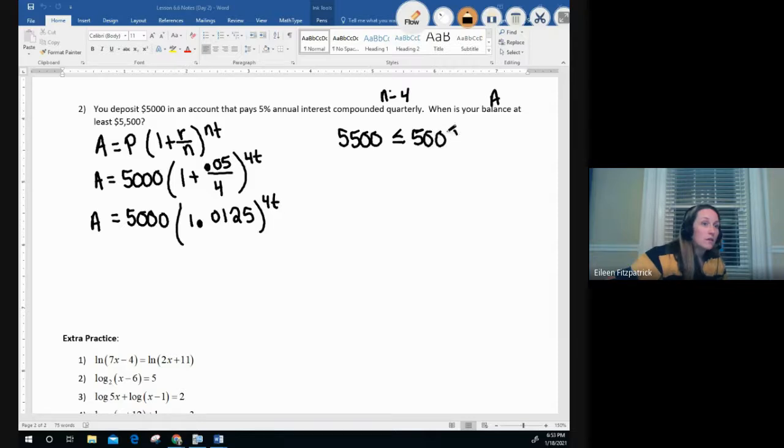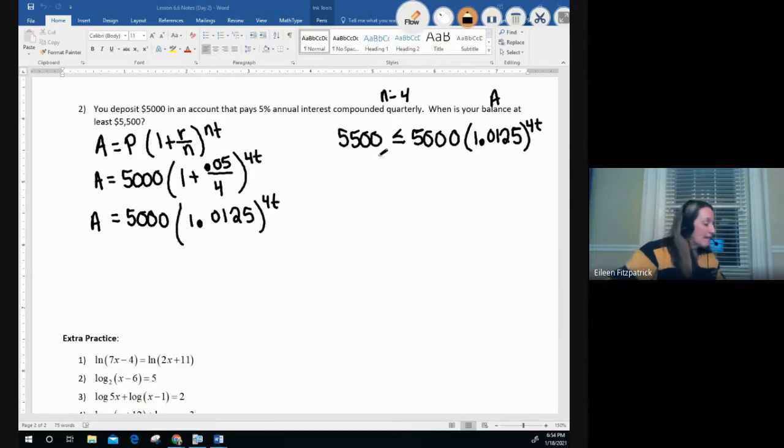5,000 and then 1.0125 raised to the 4T. Okay, so again, what's in your account, this amount here has to be greater than or equal to $5,500.